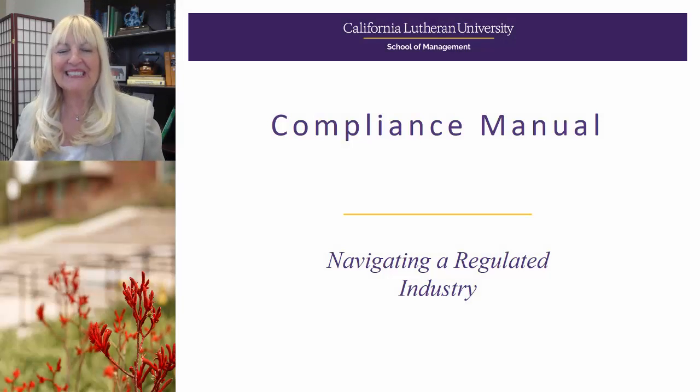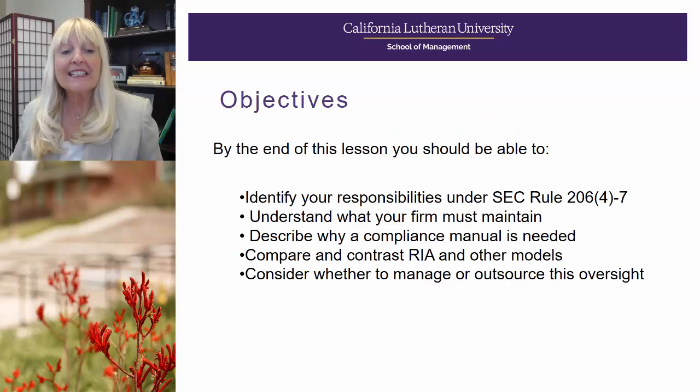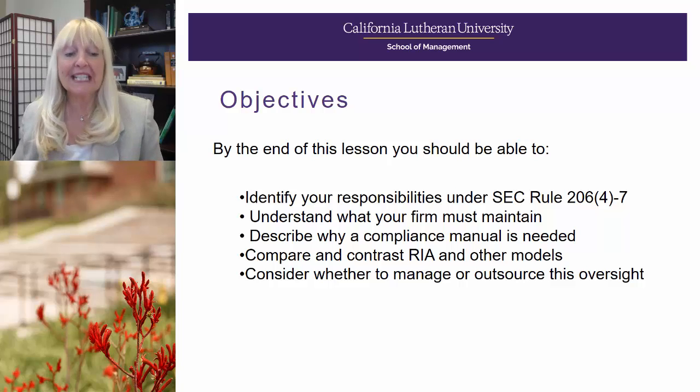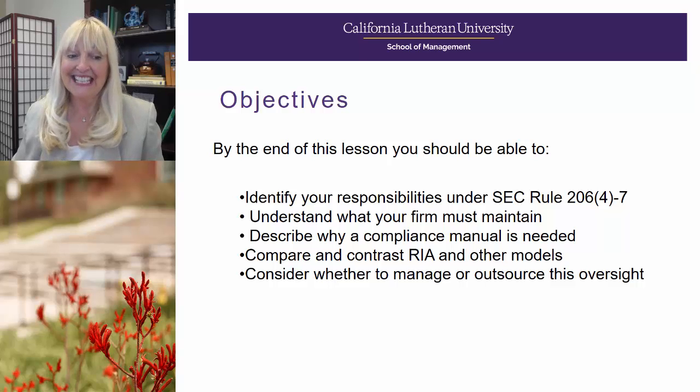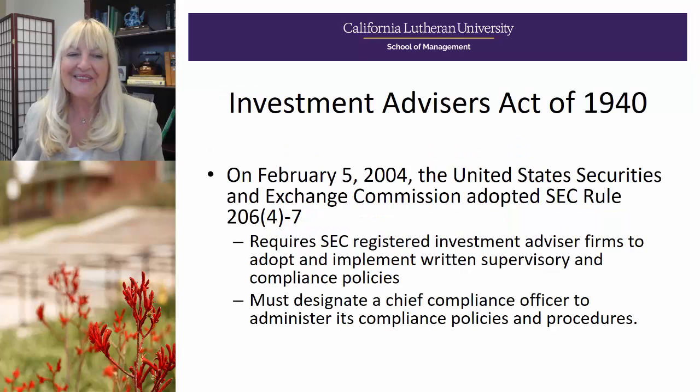Your compliance manual, navigating a regulated industry. The objectives in this lesson are that by the end of the lesson, you should be able to identify your responsibilities under SEC Rule 206(4)-7, understand what your firm must maintain, describe why a compliance manual is needed, compare and contrast RIA and other models, and consider whether to manage or to outsource this oversight that your firm will require.